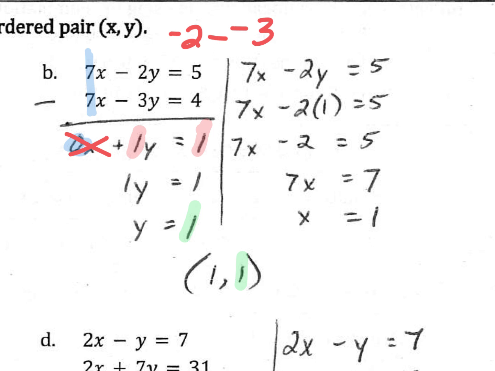We have to go back and find x. So I copied the first equation from above, and we plug in a 1 for y. 2 times 1 is 2. If I add 2 to both sides, 5 plus 2 is 7. That's where this 7 comes from that I highlighted in green. Now if I divide both sides by 7, I get x equals 1. So that's why we have a 1 in the x position for our final answer.